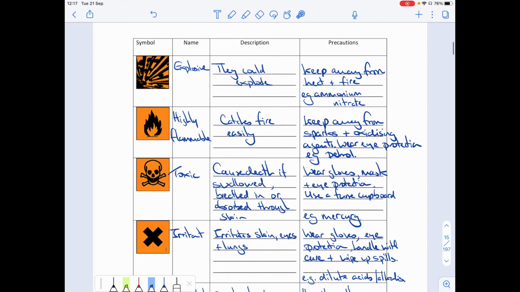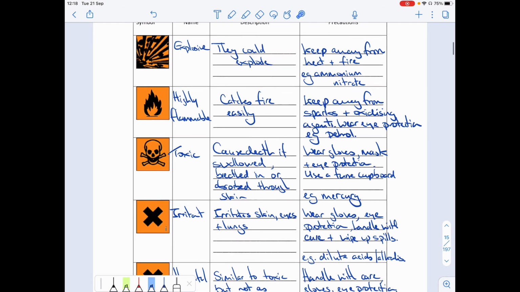Next one here, we've got this image, which means these chemicals are highly flammable, and the risk there is that they can catch fire easily. So the precaution there is we keep them away from any sparks or oxidizing agents. We'll come back to those in a moment to understand why they're important here. We can wear eye protection when using these, and the example we've got here is petrol. So hopefully, if you've been to a petrol station, you will recognize this symbol from the petrol station itself.